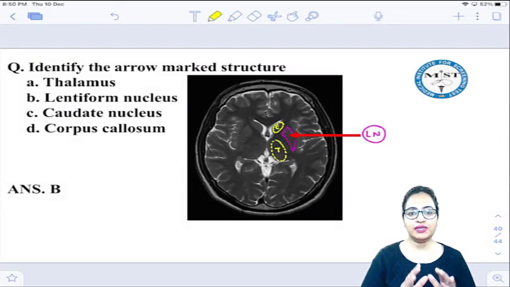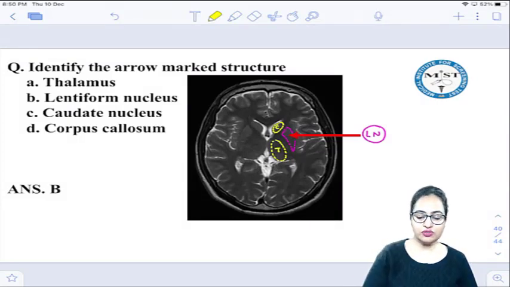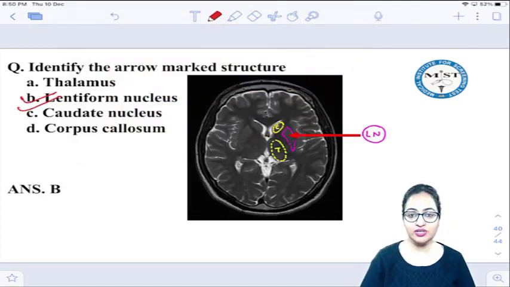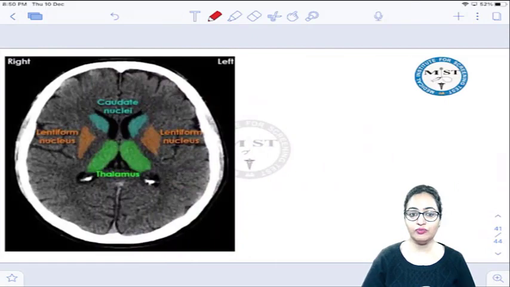So this is the arrangement of the nuclei in this picture, and therefore the answer of this question is lentiform nucleus. This structure which is marked over here is the lentiform nucleus.